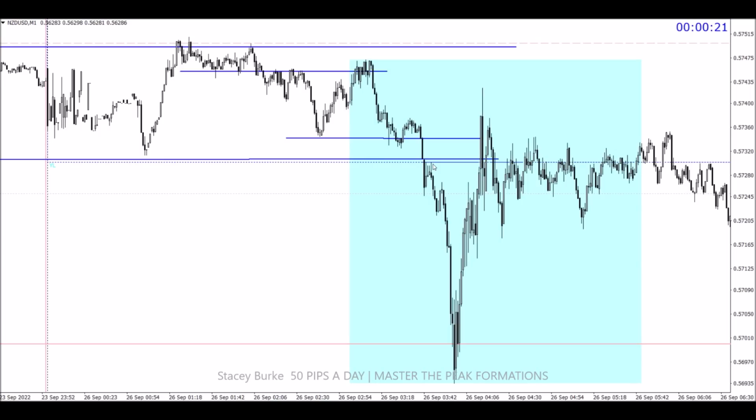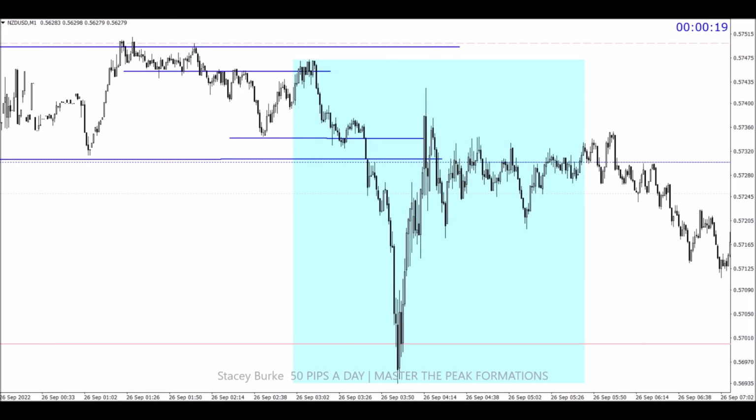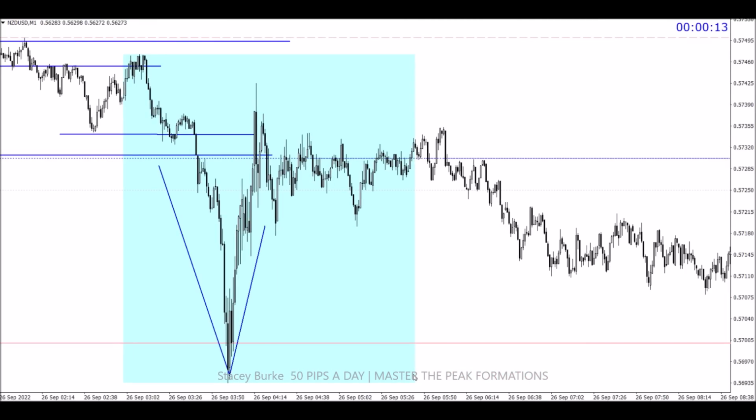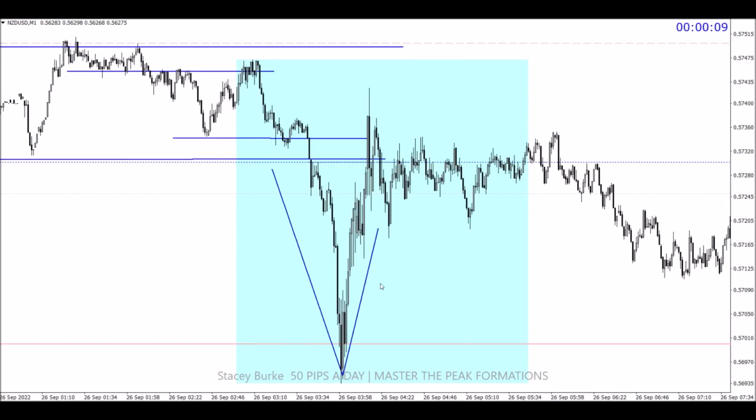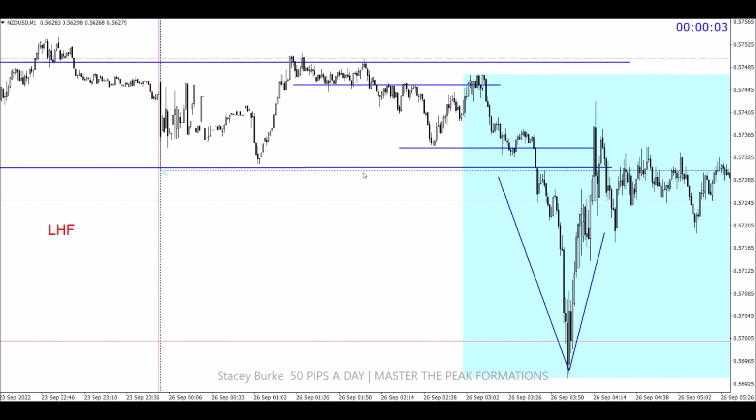How often do you see lows that look like that? And what does Asia do? It puts in a peak formation. Now that potentially could be our low of the day. I don't know, I won't know until later, but I do know that that's a great 30, 40, 50 pip move in New Zealand for a great continuation trade.